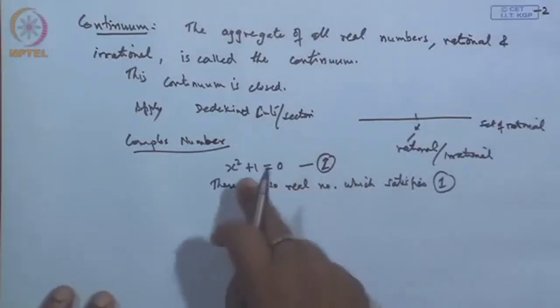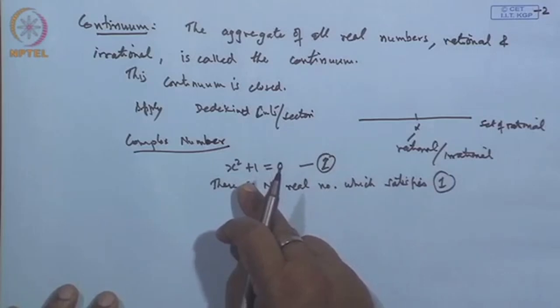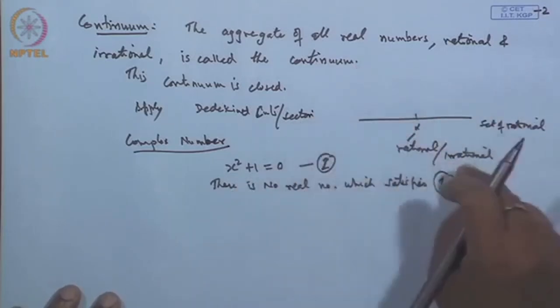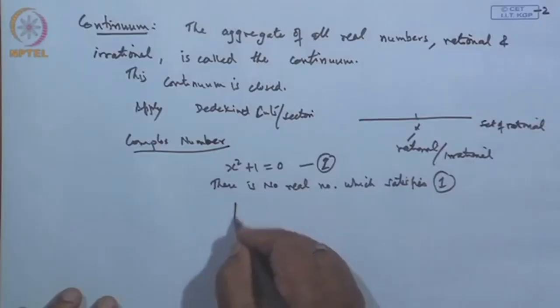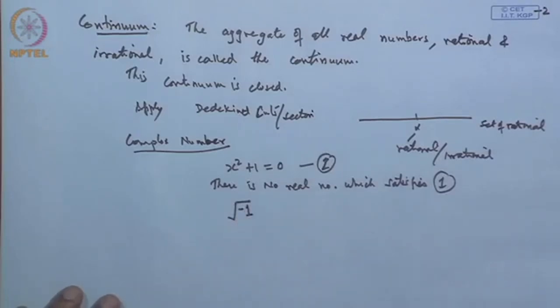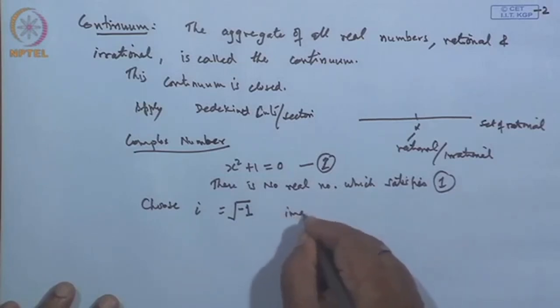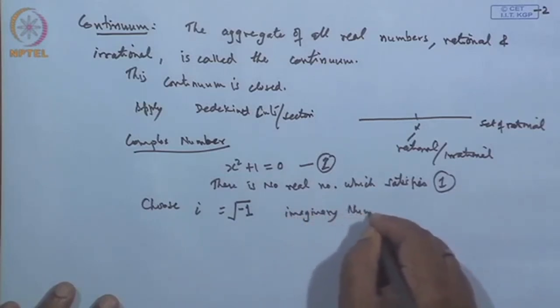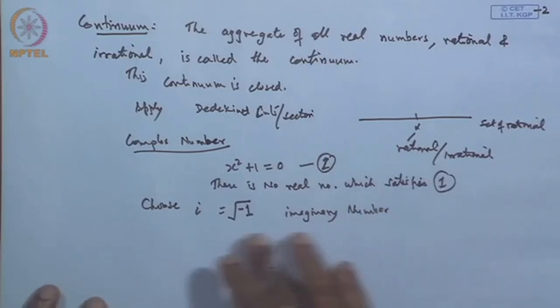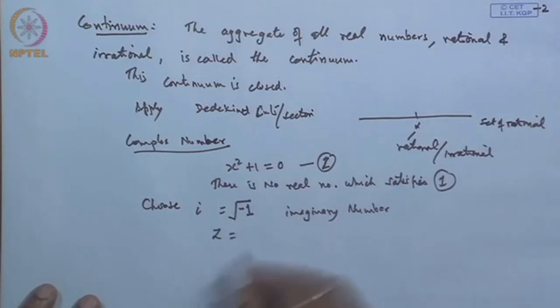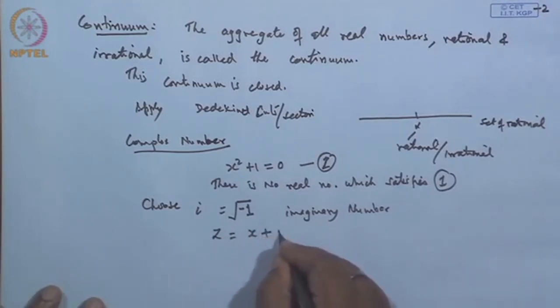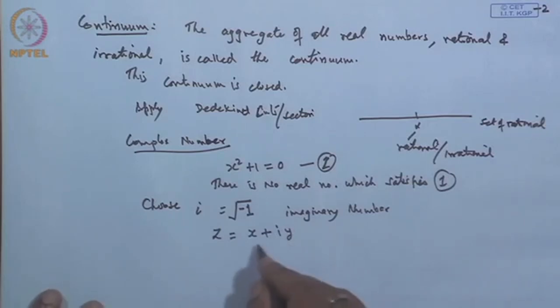So, the question is whether we can further extend the system of real numbers, not by the cut, because the Dedekind cut is not helping us to extend it, but by some other method, and that method comes out to be choosing the square root of minus 1 as an imaginary quantity i. We choose the square root of minus 1 as an imaginary number. And then once it is an imaginary number, we develop the set of points of the form x plus i y, where x and y both are reals.